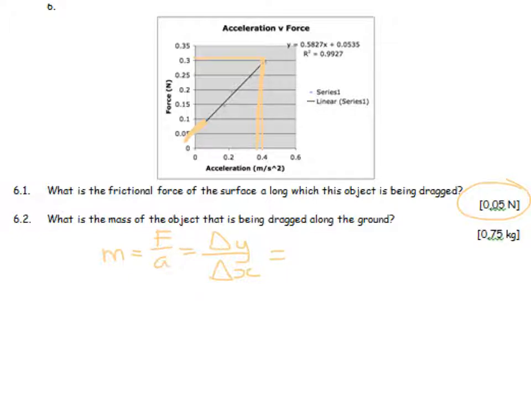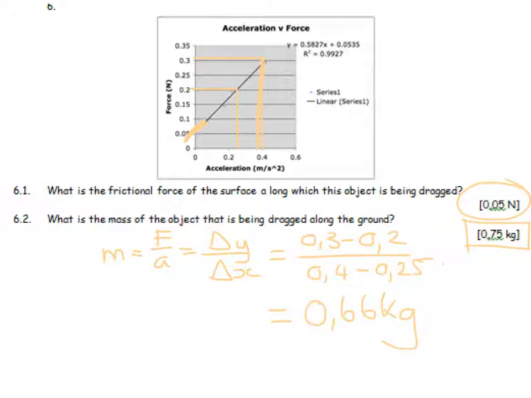And the answers were a bit variable, I must be honest, so there's a few different points that you could choose. I'm going to go with this change in y is 0,3 minus 0,2, and the change in x, we're going to go 0,4 minus 0,25. It's not quite 0,3. My answer is 0,66 kilograms, and given the multiple choice options that were available, that was fairly close to the answer.